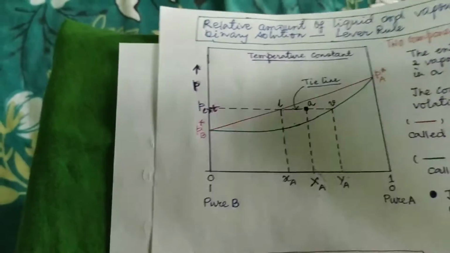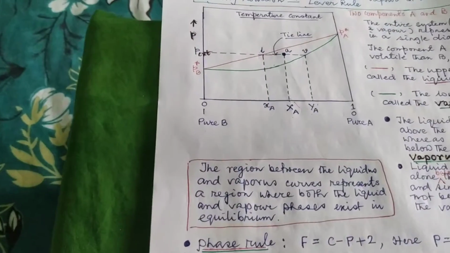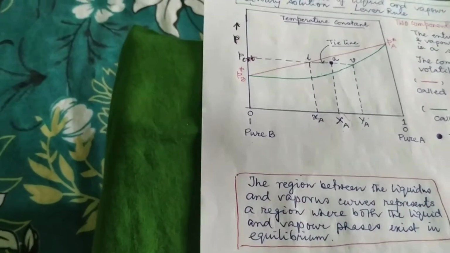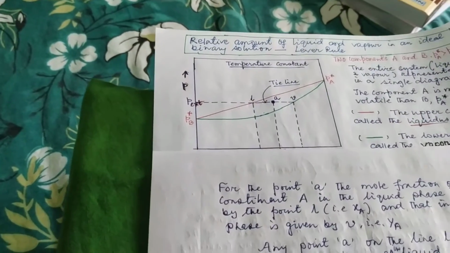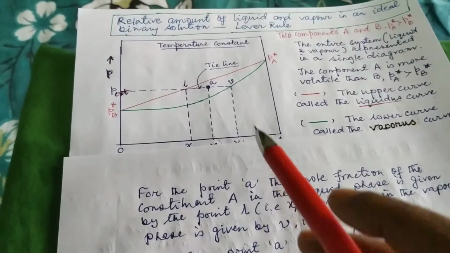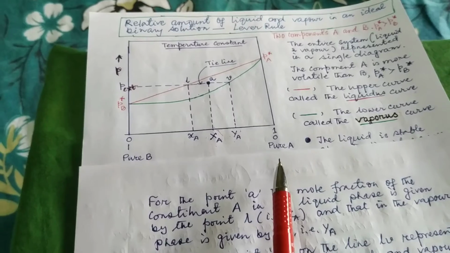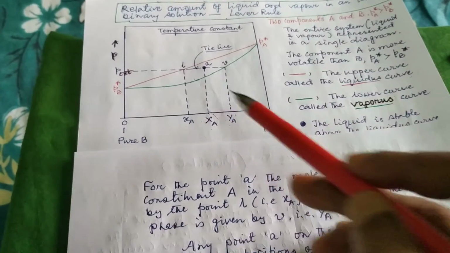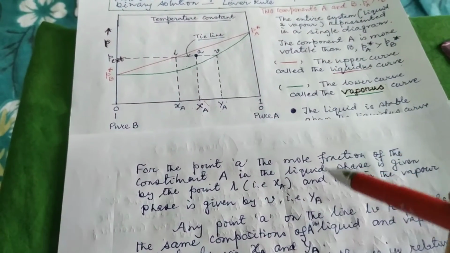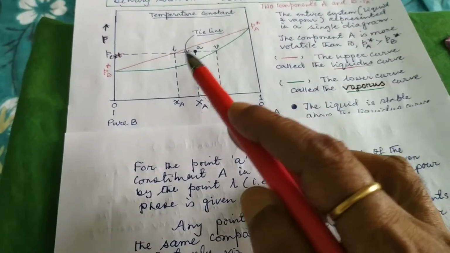Now this is very important here, because now we will discuss the other points, the points inside this region. Now here we will get, you just think, for the point A, you just see, for the point A, the mole fraction of the constituent A in the liquid phase is given by the point L.